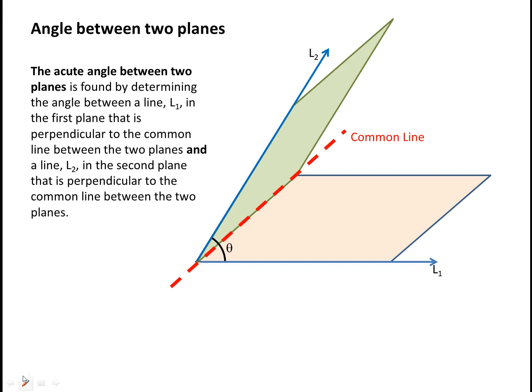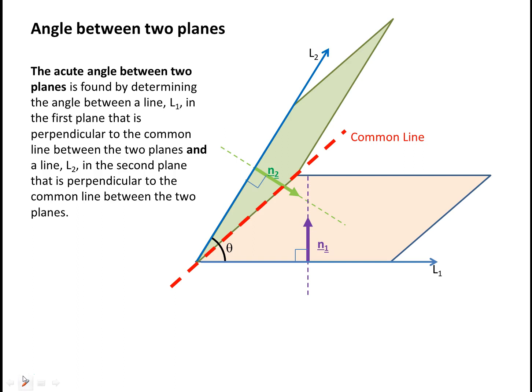Now we're going to draw in some normals. First of all, we're going to draw in the normal to the first plane, and we're going to draw in the normal to the second plane. Now we know that the normal to the first plane is certainly going to be perpendicular to the first line because the first line lies in the first plane. And similarly, we know that the normal to the second plane is certainly going to be perpendicular to the second line because the second line lies on the second plane.